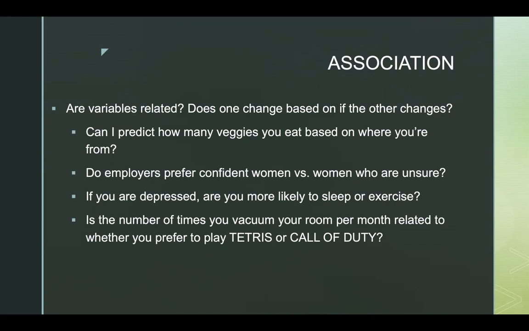So you can see we're looking at more than one variable and the association between them. And finally, is the number of times you vacuum your room per month related to whether you prefer to play Tetris or Call of Duty? Tell me what you think.